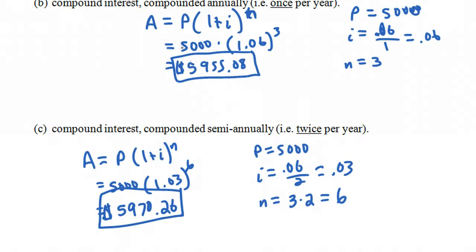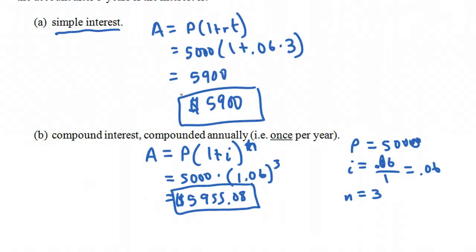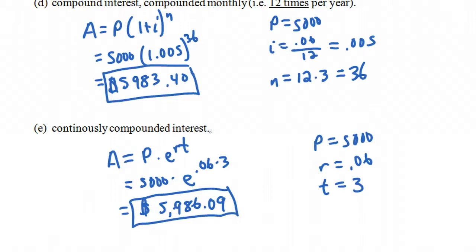Okay, so of all these amounts here, and these amounts up here, which one was the most and which one was the least? Well, the least was simple interest. The most was when we compounded continuously.